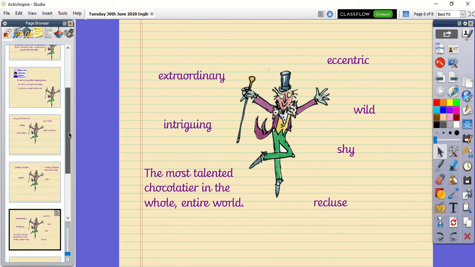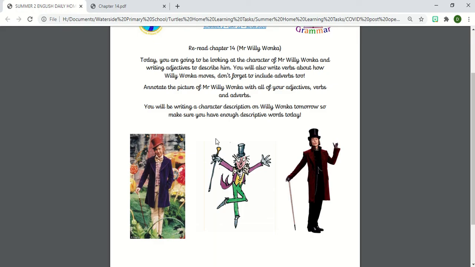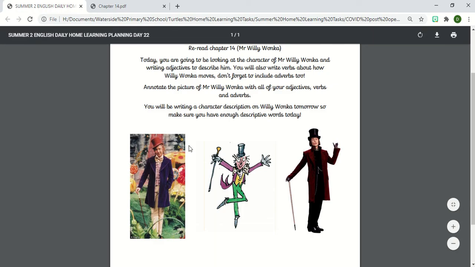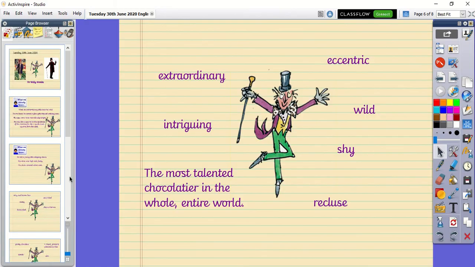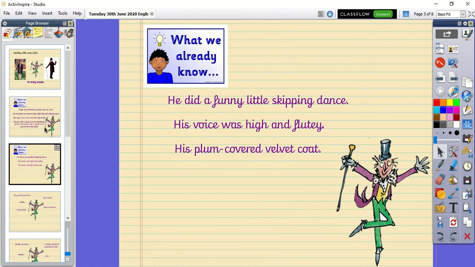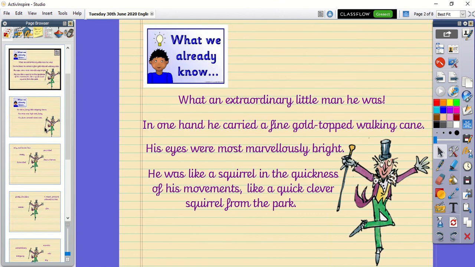Okay, so I haven't included any verbs or adverbs like it asks us to. So that's what you need to also include today in your work. Okay, so how does he move? In what way does he walk? Does he walk slow? Does he walk quick? How quickly? How slowly, for example? Okay, so you can use some of these ideas that are on here. Okay, that's what we already know, those two are. But these adjectives here, you can use some of these if you are struggling for your own.